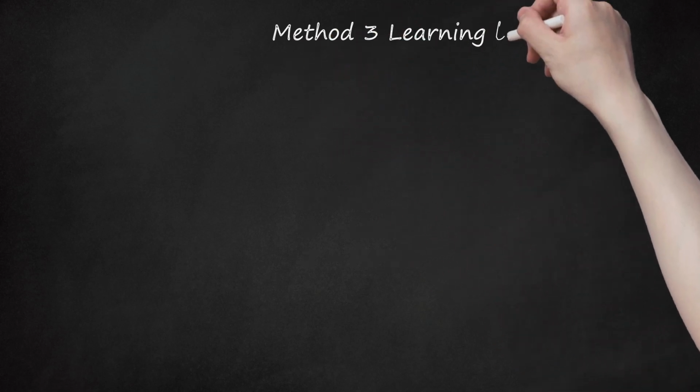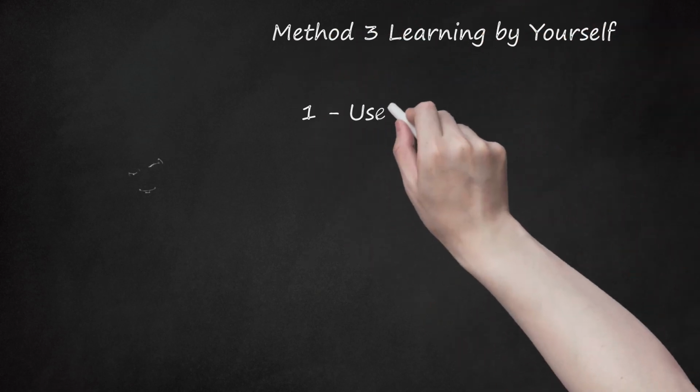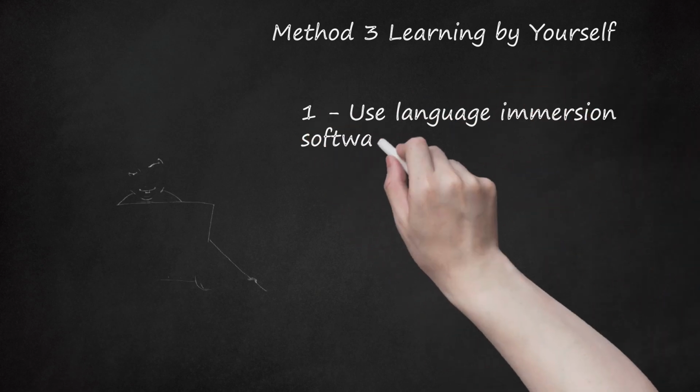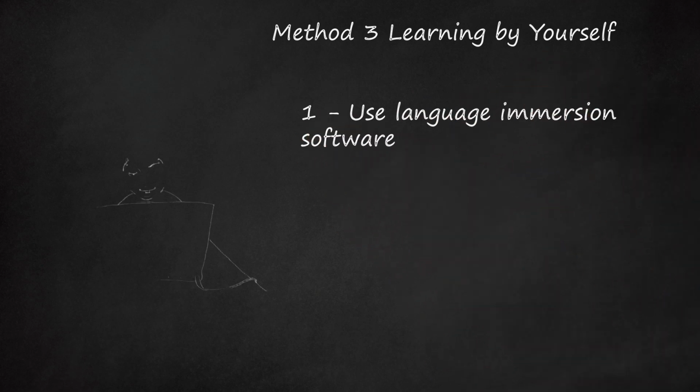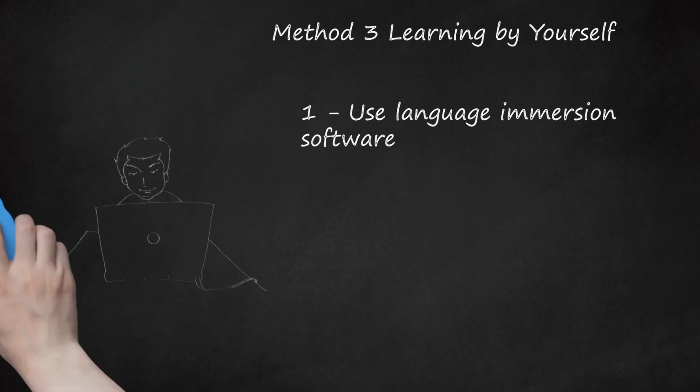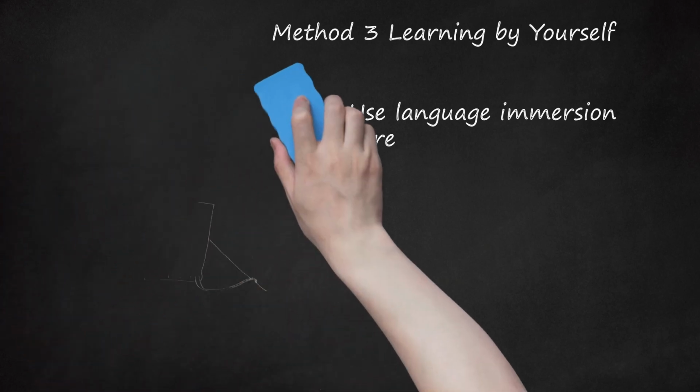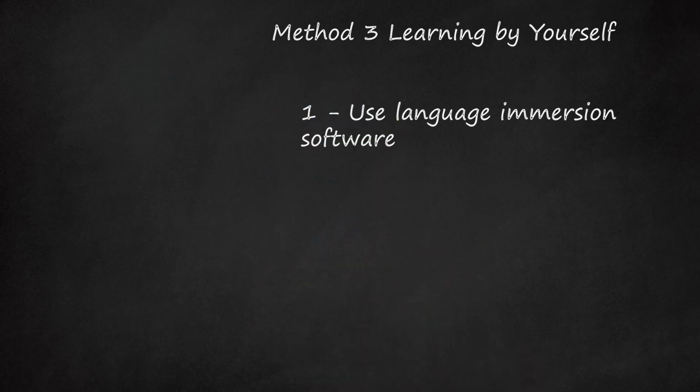Method 3. Learning by yourself. 1. Use language immersion software. Rosetta Stone and Transparent are two brands of software that let you learn Latin as one of their languages. Transparent's website also has some Latin words and phrases that you can hear spoken for free. This is by far the easiest way to get started. You can do it on your own time at your own pace. It's best to study a bit every day, and you can do this at home. To truly ingest everything, software products couldn't make this any easier.